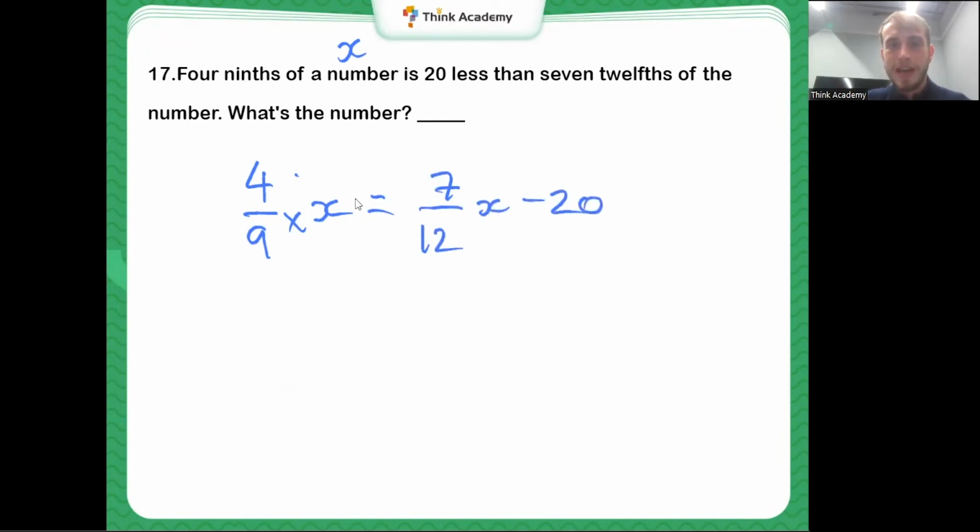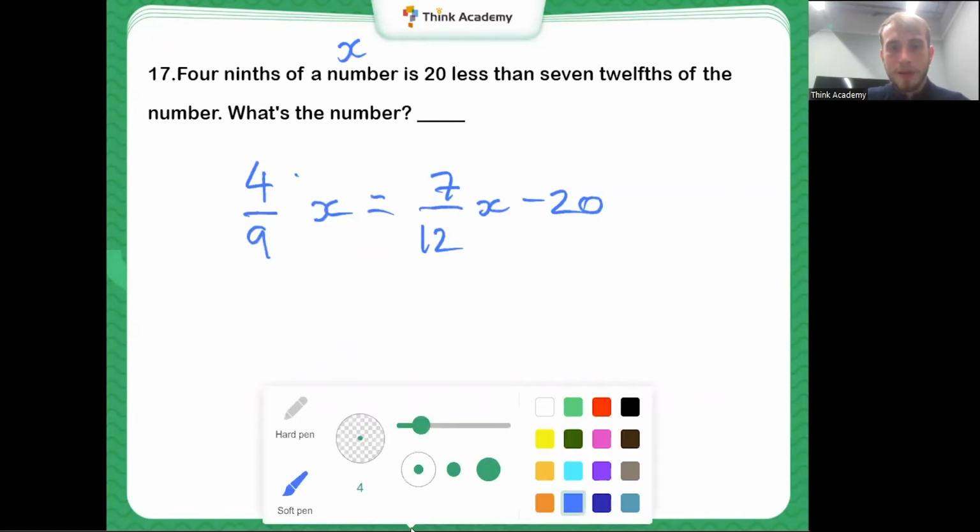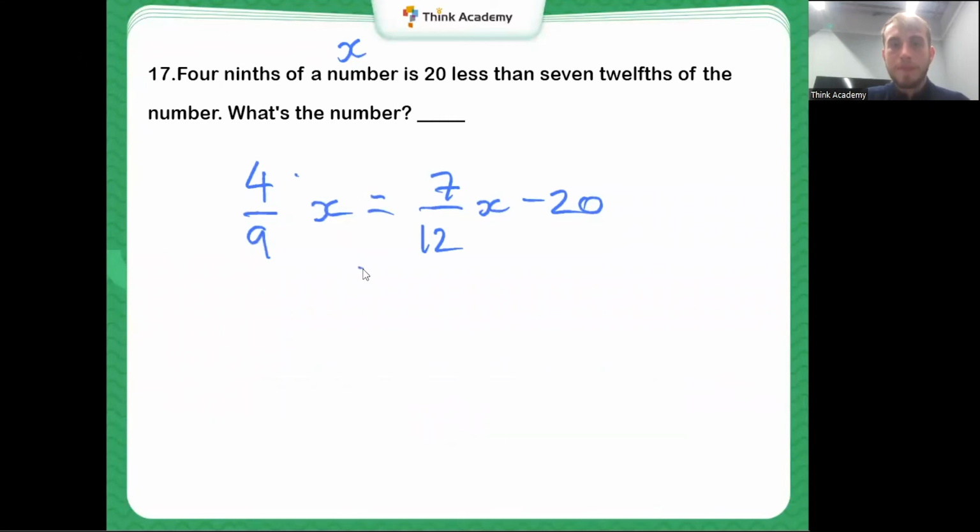So I know these two are the same because it says 4/9 of our number, so that's this part, is 20 less. That's why I subtracted 20 from the other one of 7/12. I did 1 times and 1 not times. We don't need the times there. Okay, so now we need to solve this equation, and we've got x's on both sides. Now, the easiest way to solve this is to get rid of the fractions.